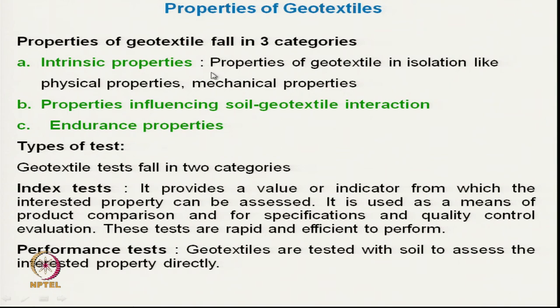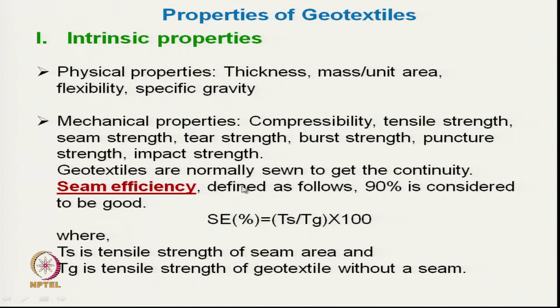These intrinsic properties are like physical properties, mechanical properties, or hydraulic properties. The physical properties are thickness, mass per unit area, flexibility, specific gravity. Mechanical properties are tensile strength, seam strength, tear strength, bursting strength, related to all the mechanical behavior of geotextiles, impact strength. We can calculate seam efficiency by knowing the tensile strength at the seam area and tensile strength of geotextile without seam.